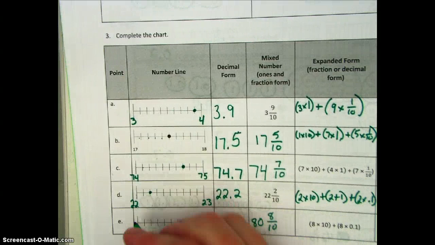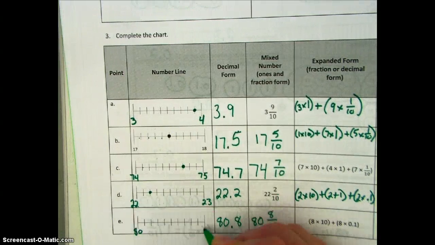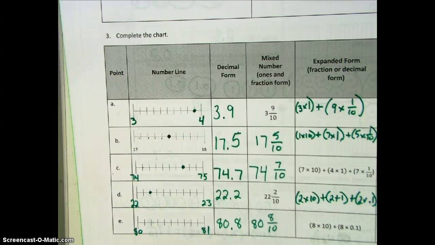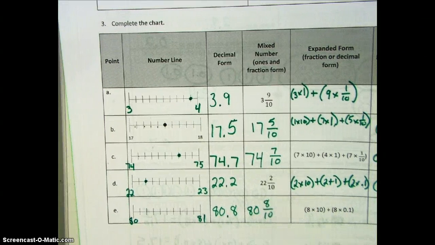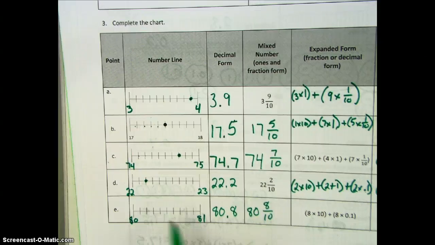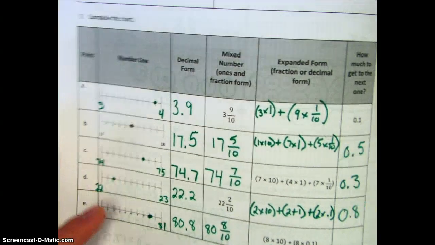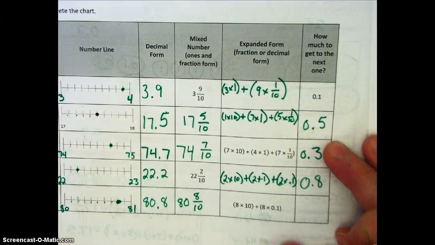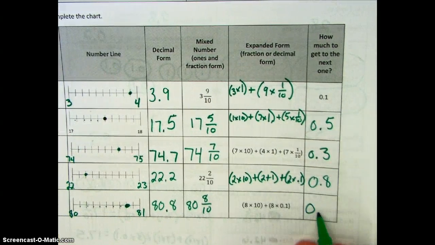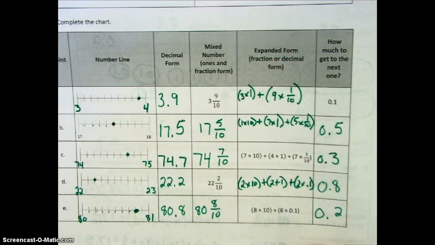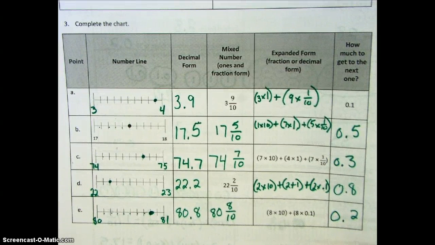Now coming over here to our number line, we know that we're going between 80 and 81. So now we can count over 8/10. 1, 2, 3, 4, 5, 6, 7, 8. And we can put a big dot right there at 8/10. Now you can see from our number line that we're 2/10 away from getting to 81. So then we can fill in our last column over here. And now our chart has been completely filled.